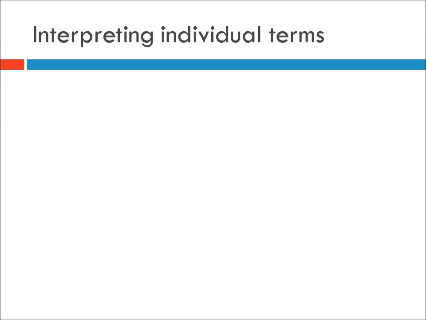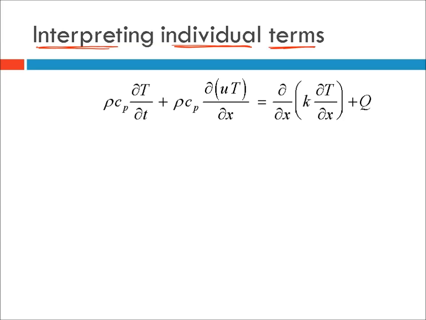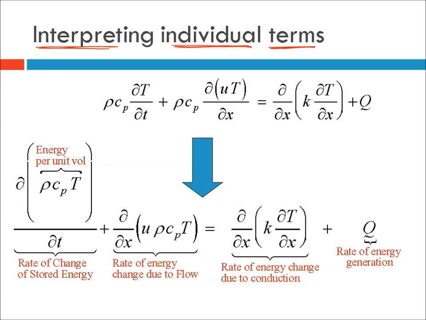So every term of the equation that we have, we should be able to interpret in physical terms. We don't want to be in the math domain. So the equation, we can actually interpret each term this way. The first term, if this rho Cp is a constant, then I can put it inside the derivative. So you see the T has been multiplied by rho Cp.